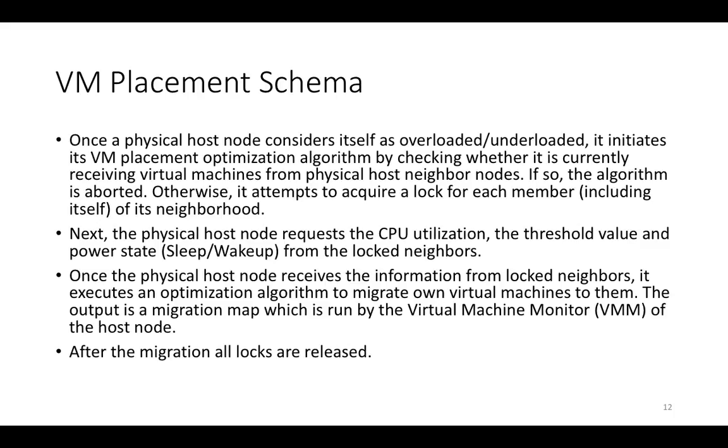Acquiring a lock on a neighbor succeeds if the neighbor is not already considered overloaded or underloaded, and also is not under virtual machine placement by yet another physical host node. If a neighbor node cannot be locked, it will not participate in the virtual machine placement process. The lock mechanism allows us to enforce mutual exclusion for accessing physical host node resources in case of multiple ongoing consolidations. You can find the pseudocode of the optimization algorithm inside the paper.